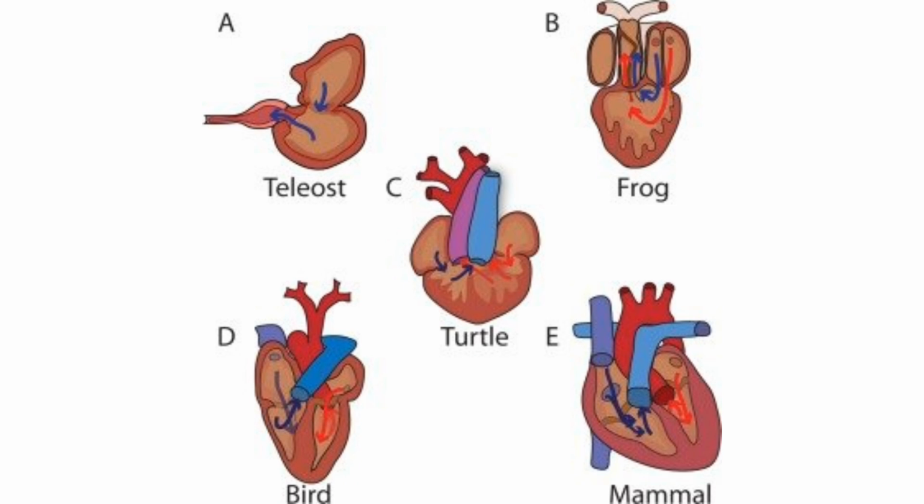Next, 4-chambered double circuit pulmonary hearts. The 4-chambered heart is found in crocodiles, birds and mammals. The four chambers are 2 auricles, 2 ventricles. 2 auricles are separated by an interauricular septum. The 2 ventricles are separated by interventricular septum.